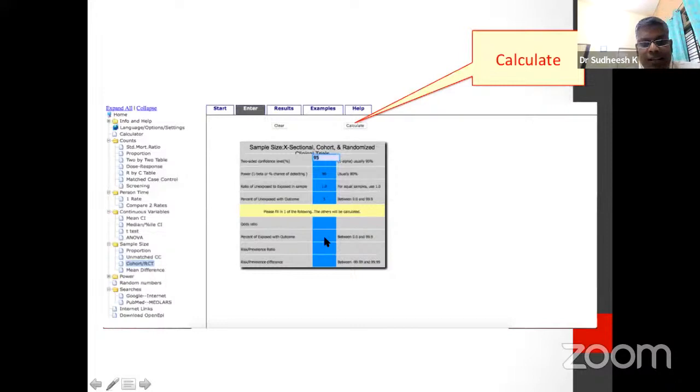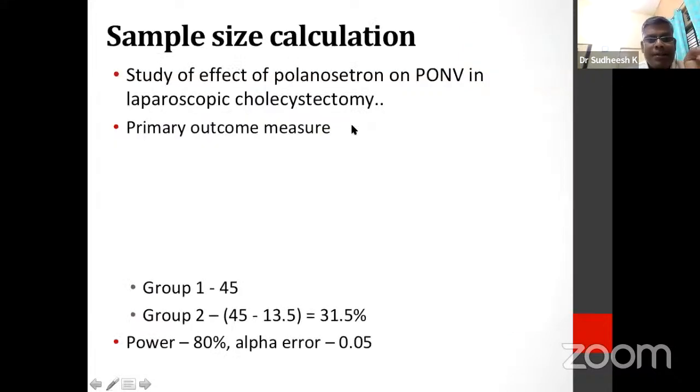Then percentage of exposed with outcome. That is, how many of them are exposed, how many of them are receiving magnesium sulfate, and what is the anticipated incidence of intubation in them. So that will come up to 42%. So you enter 60 here, you enter 42 here, and then click on calculate. You'll get the sample size. So it is as simple as that.